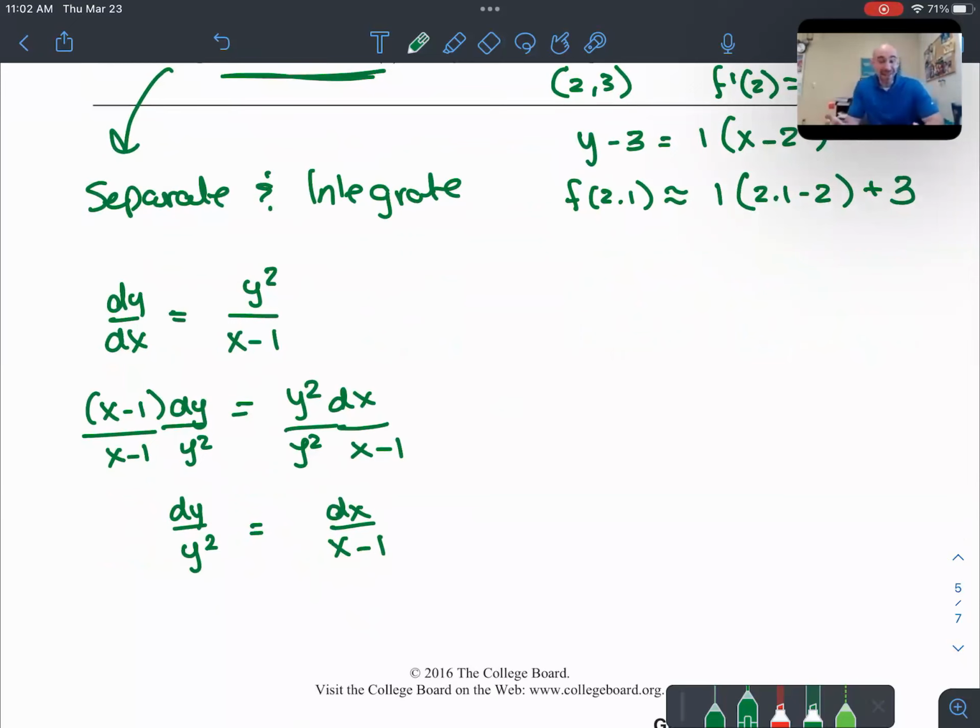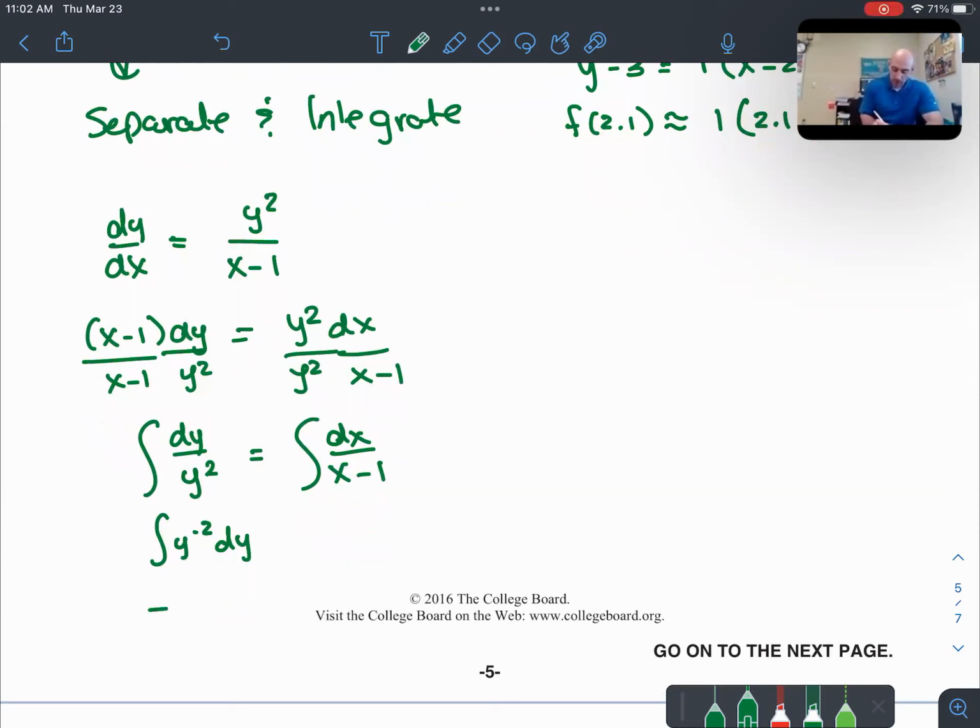Now we've separated. You typically get a point if you can separate it. That's great. So we separate it. We got 1 point. Now we're going to integrate it. Your next point usually comes from the integrals. Now, sometimes you'll get 2 points for this. Sometimes you'll get 1 point. But if we integrate this, we can use a power rule. So y to the negative second and use the power rule. So it's just going to be negative 1 over y.